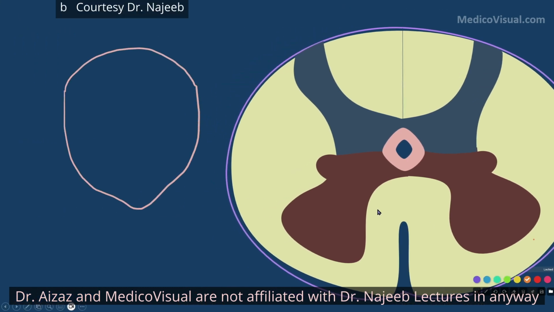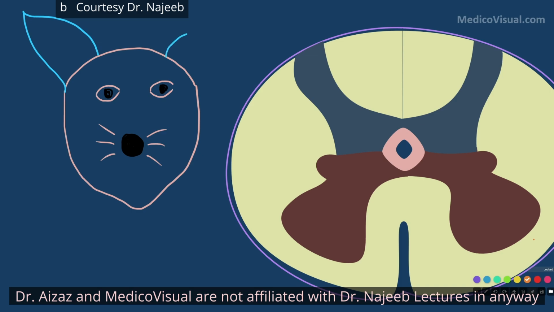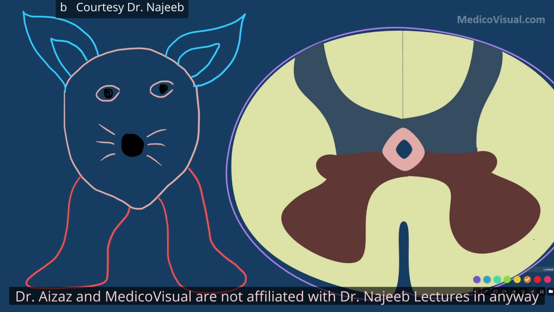So let's suppose we draw something like this. Dr. Najib originally drew a rabbit-shaped thing, but because I love cats, I have drawn a cat, although I know it's not a beautiful cat. Anyhow, these are the ears of the cat, and ears represent the sensory component. Ears are sensory, so this is the alar plate.